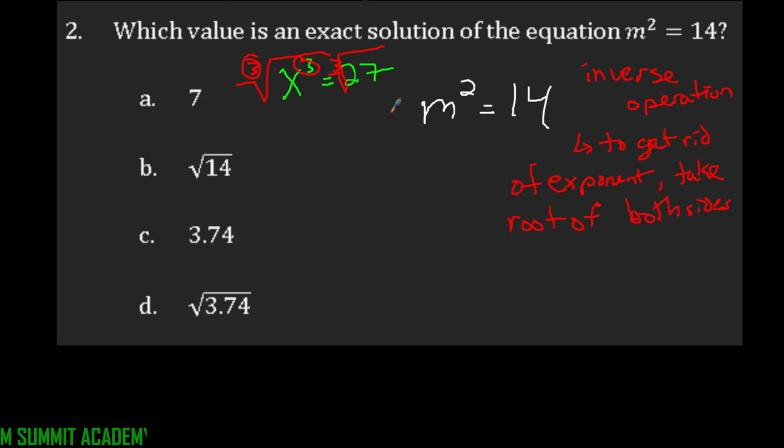So we're taking the square root of this one, so that one's real simple. Take a square root. And so the only option in here is going to be option B, because we have the square root of 14.